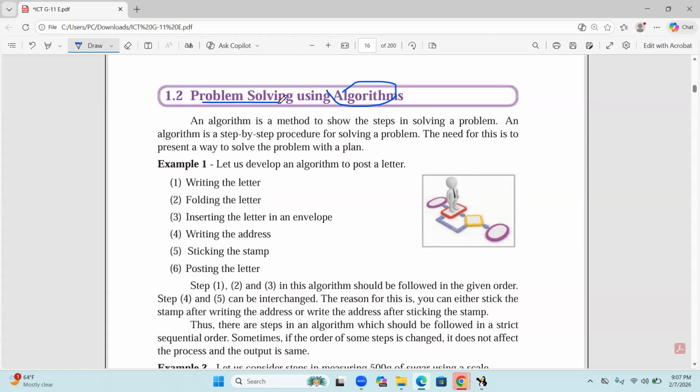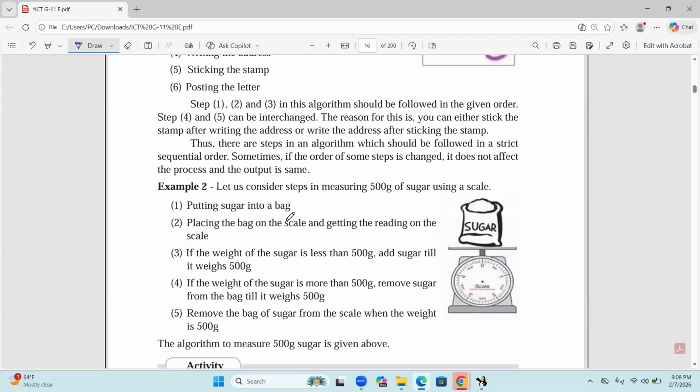So the first one, look at example number 1. Let us develop an algorithm to post a letter. So now you know how to analyze the problem. So: writing the letter, folding the letter, inserting the letter in an envelope, writing the address, sticking the stamp, posting the letter. So this is the process, and this is called an algorithm.